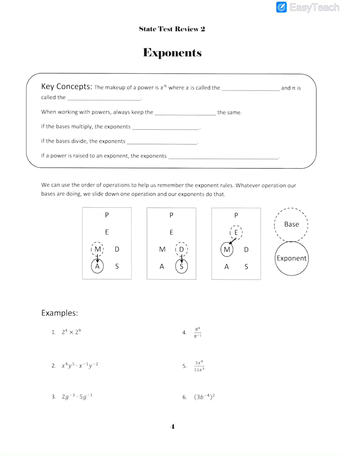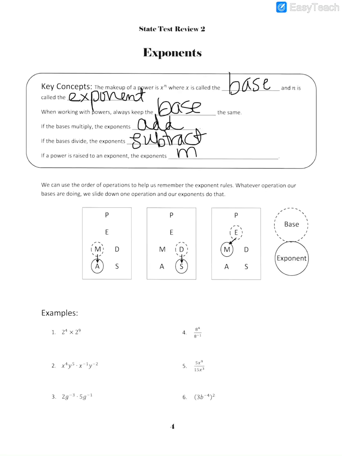It says key concepts. The makeup of a power is x to the n, where x is called the base, and n is called the exponent. So the whole thing is actually called a power. When working with powers, always keep the base the same. If the bases multiply, the exponents add. If the bases divide, the exponents subtract. And if the power is raised to an exponent, the exponents multiply.